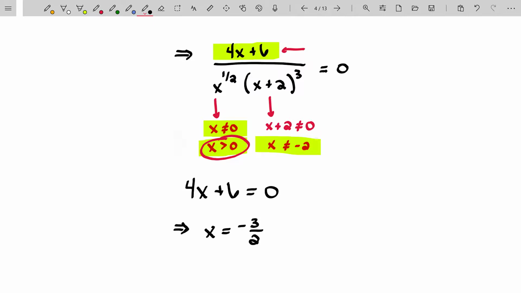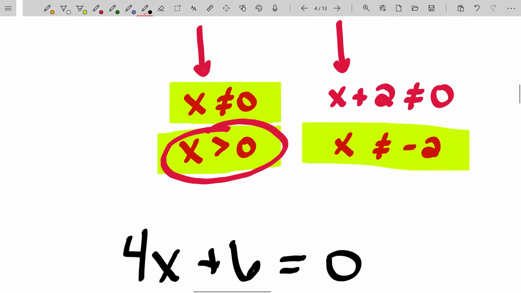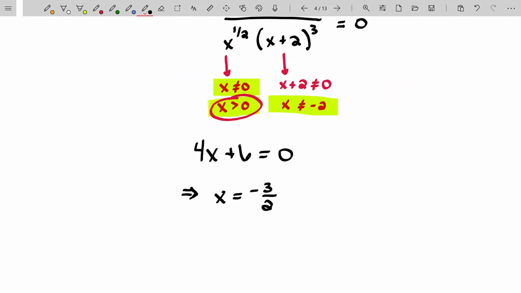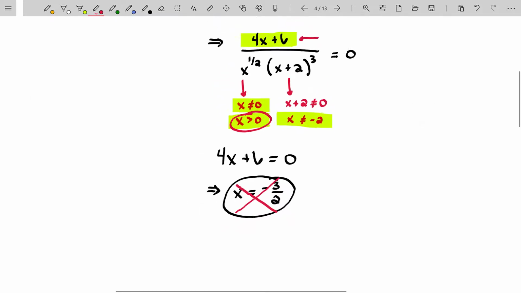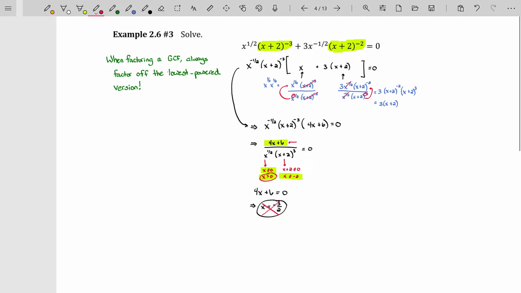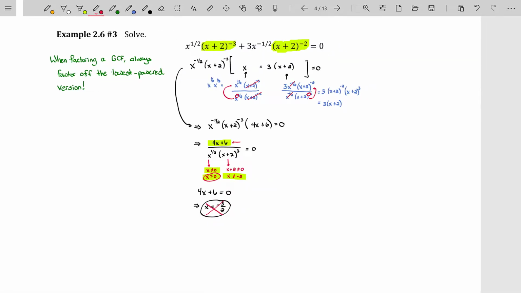However, we have a restriction. x must be positive, and we get this answer that x is equal to negative 3 over 2. That is not positive, so that can't be in our solution set. I cross it out. It was the only solution that we got, so therefore there are no solutions to this equation. Now, something I want to mention here. This is not the only way you can solve this equation.